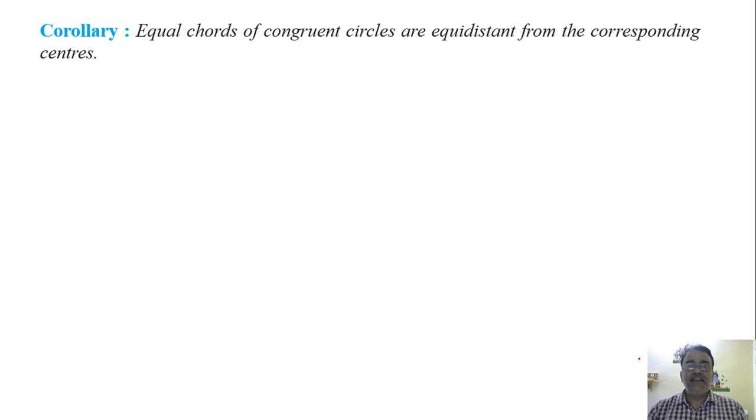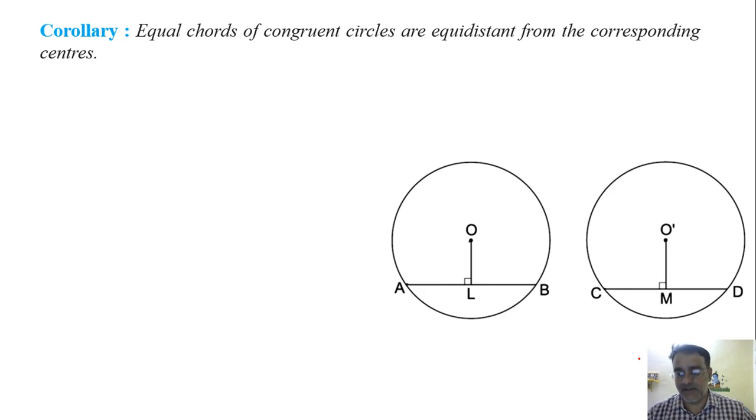Now next, equal chords of congruent circles are equidistant from the corresponding centers. This is the extended part, the corollary part. The same theorem is applicable for congruent circles also. See the congruent circles with centers O and O dash, right? And AB is equal to CD. So now we have to show that OL is equal to O dash M. The construction we will do the same way as before: join OA and O dash C.